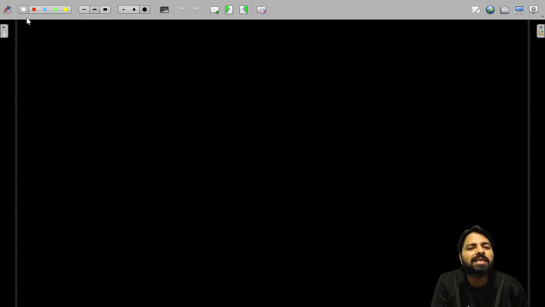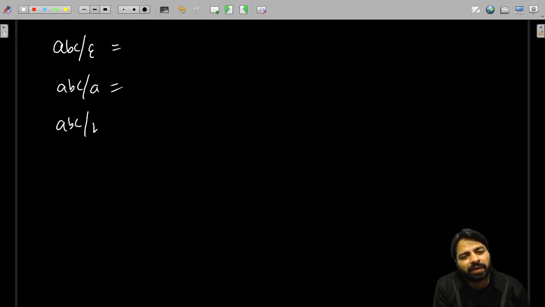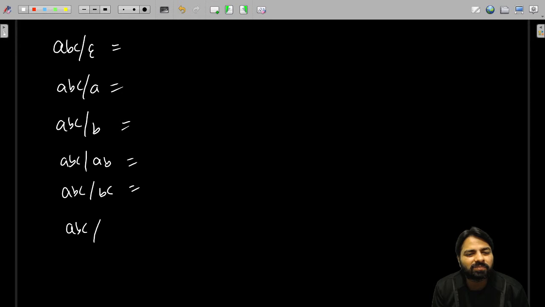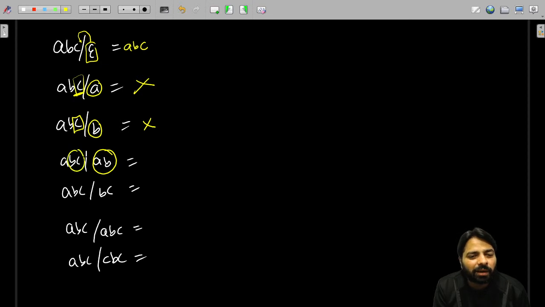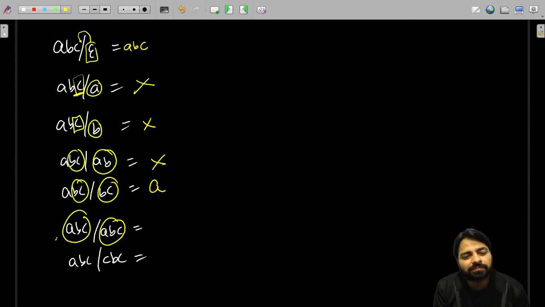To understand this, I will help you with the entire string. What is ABC by epsilon, ABC by A, ABC by B, ABC by AB, ABC by BC, ABC by ABC, ABC by CBC? Epsilon is definitely possible, and you can write ABC. A is not matching here, so nothing is possible. B is not matching. AB not matching. BC, yes, exactly, so the answer is A. And ABC is matching, you can assume epsilon is left. And CBC is not matching, so cancel it.